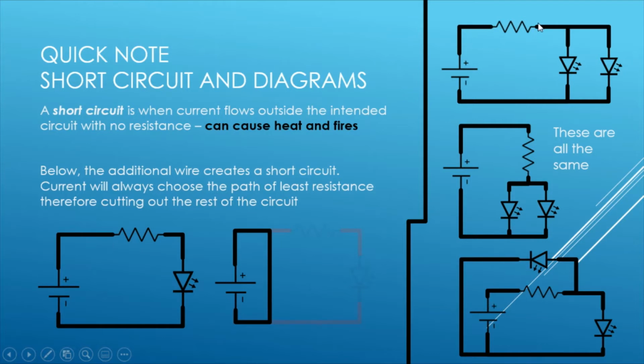Positive to resistor, end of resistor to one end of the LED, to another LED, and then the two negative ends join up to the negative end. Again, positive to resistor, resistor then splits to the two positive ends of the LEDs, they join together to the negative end. Positive, resistor, resistor to one positive end, resistor to other positive end, negative and negative. So this is all exactly the same. Okay, so you might just see different diagrams drawn differently.